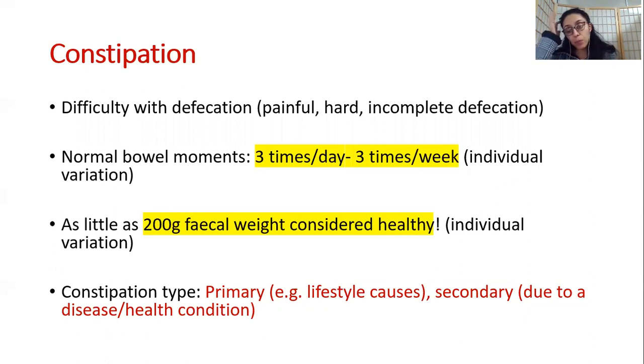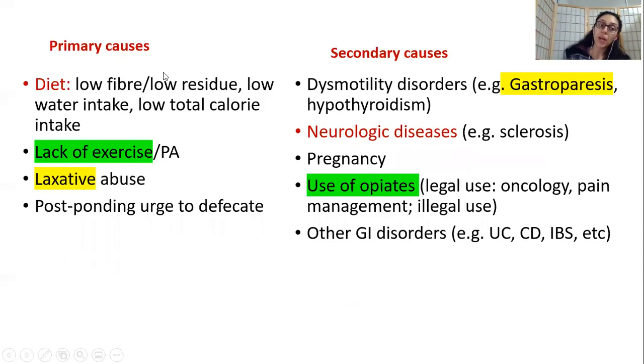Okay, then you have types of constipation. For example, you have primary, where you have, for instance, diet. So when you have a low fiber diet, low residue diet, low water intake, all of this can lead to constipation. Lack of exercise, not new to you. Laxative abuse: when there is nothing in the intestine, what are you going to poop? So yes, laxative abuse can lead to constipation as well. Okay, postponing the urge to defecate, even that can lead to constipation.